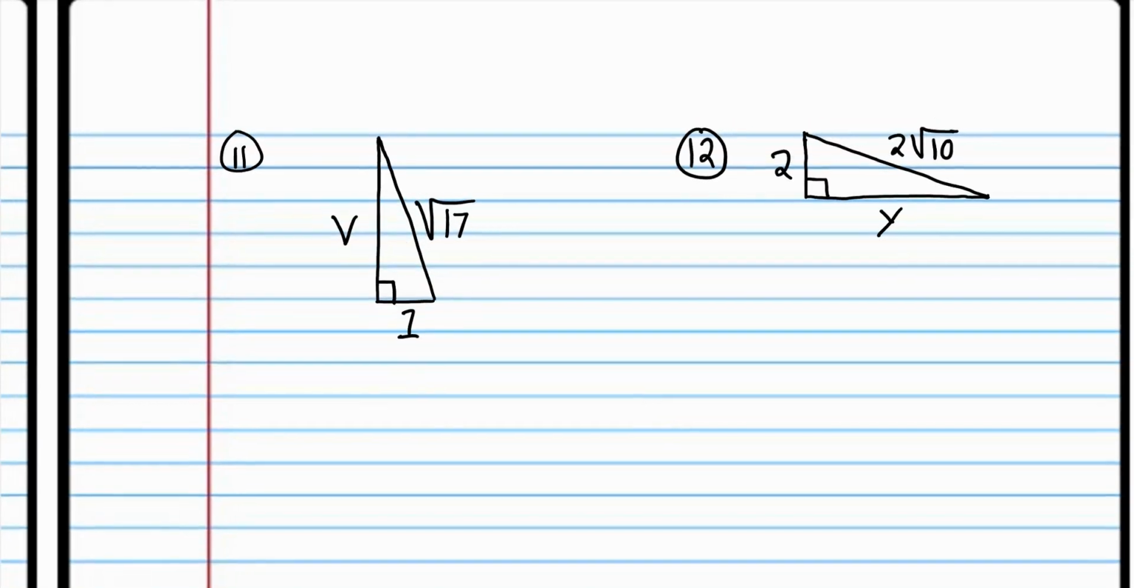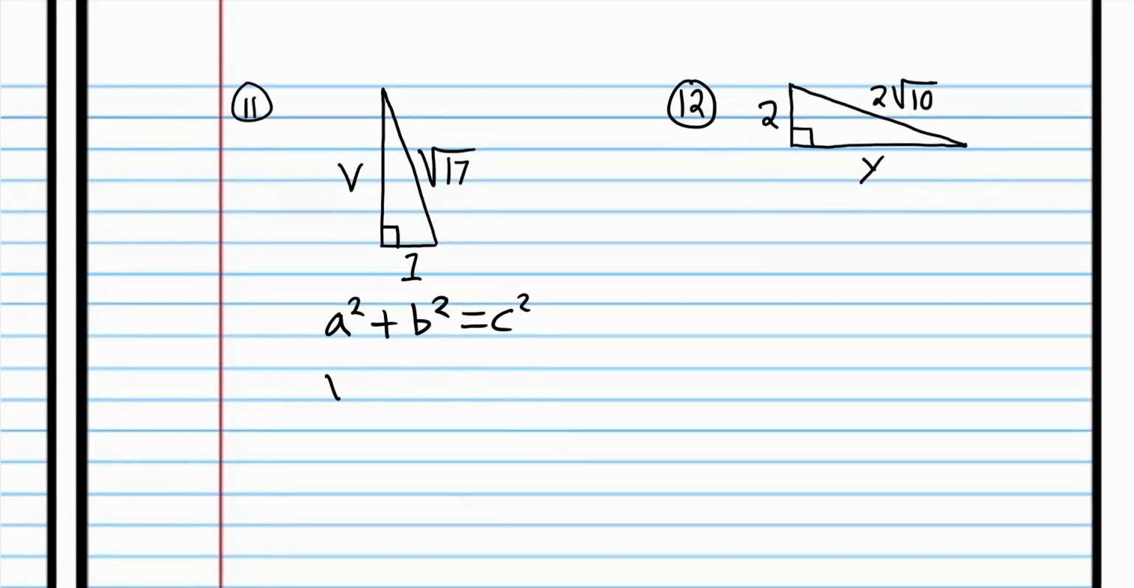All right, we're back. First, write the tool that you're using. We're using the Pythagorean Theorem. And V is one of the legs, and 1 is one of the legs, but root 17 is a hypotenuse. Now, how did I know that root 17 was a hypotenuse? Because root 17, this length here, is right across from the 90-degree angle. So I knew that must be the hypotenuse.